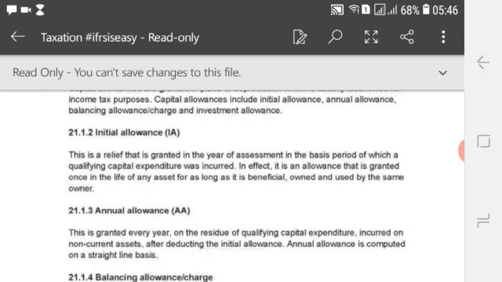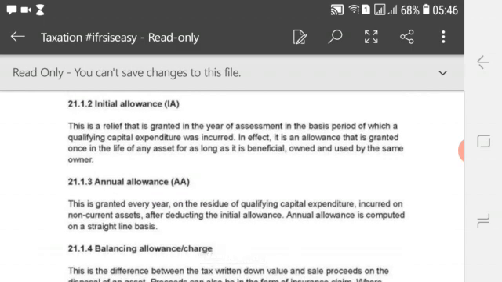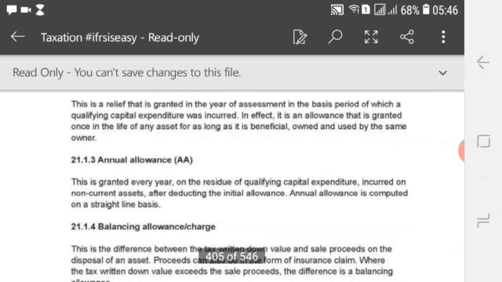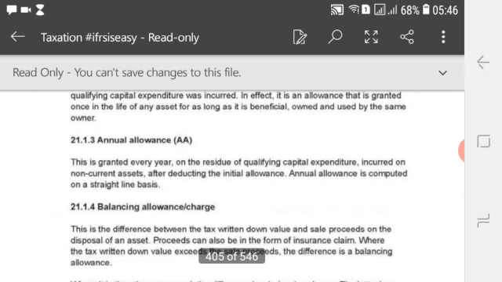The next allowance is the annual allowance. From the word annual, it simply means yearly. Annual allowance means an allowance that is granted yearly on every qualifying capital expenditure. And note that this annual allowance is computed on a straight line basis.